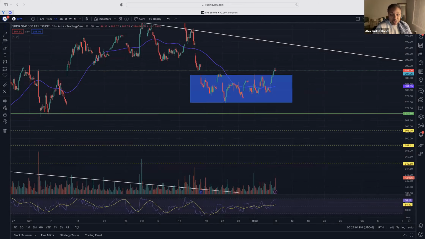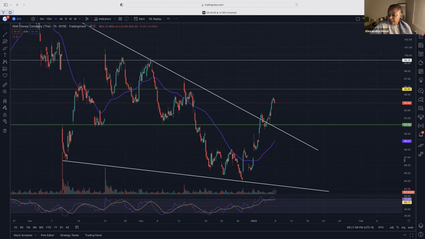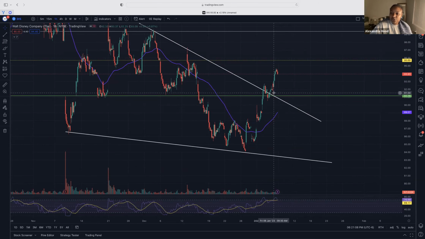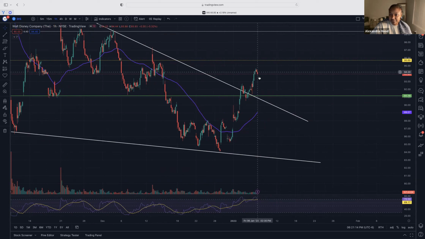Okay, so let's go back to Disney. All right. Ooh, look at that right there. Look at that right there. Y'all see that? I would love, love, love to catch this move. And this would be a swing trade because Disney does not move like that.